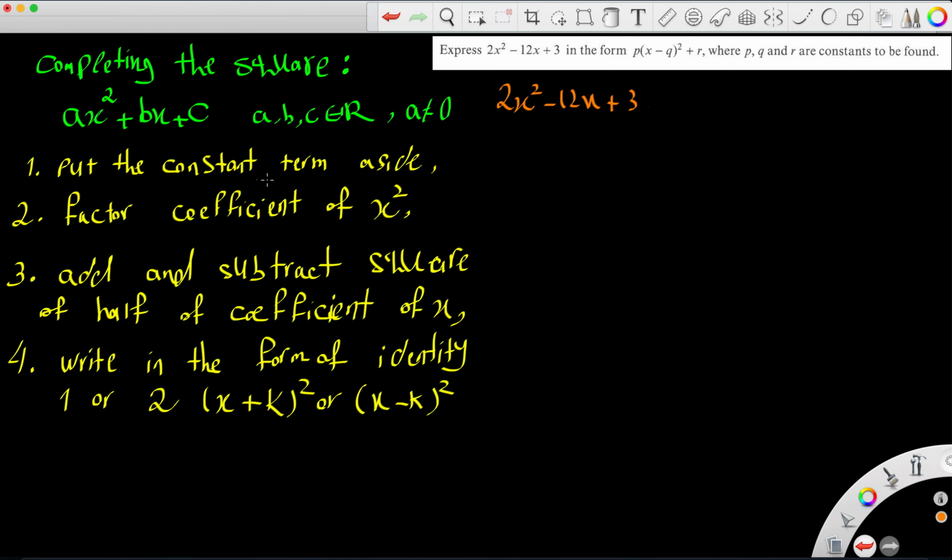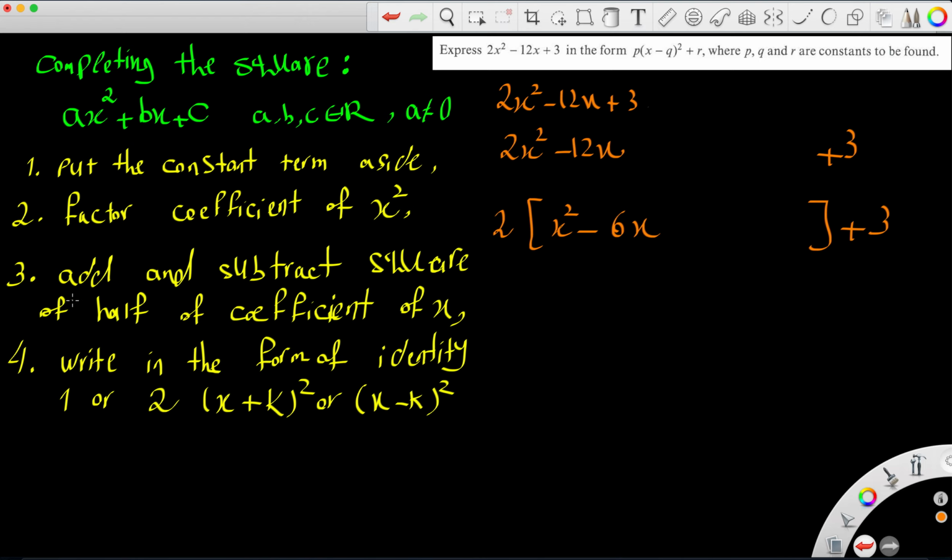First step says put the constant term aside. So the constant term is 3. I put it aside. So I rewrite 2x squared minus 12x, and I write plus 3 here. Then at the end I will put it back. Step 2, factor coefficient of x squared. Coefficient of x squared is 2. I factor it. So be careful, I'm not factorizing. If I want to factorize, you should take the highest common factor out, which is 2x here, but I'm not factorizing. I'm just factoring the coefficient of x squared. So it would be 2 times x squared minus 6x, I leave space here, plus 3, which is our constant.